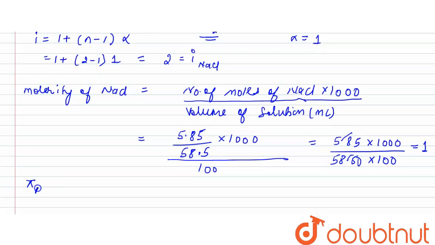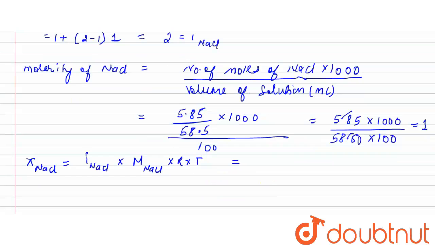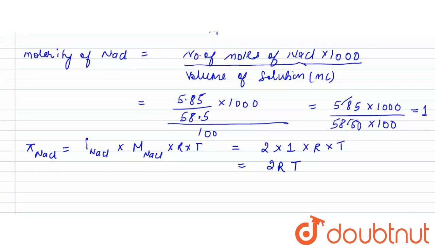So now you will write pi of NaCl, that is the osmotic pressure of NaCl, will be the van't Hoff factor of NaCl into the molarity of NaCl into R into T, right? Temperature and R will be the same for both cases. So what is i for NaCl? 2. What is M? 1. So this is how you write 2RT for pi of NaCl.